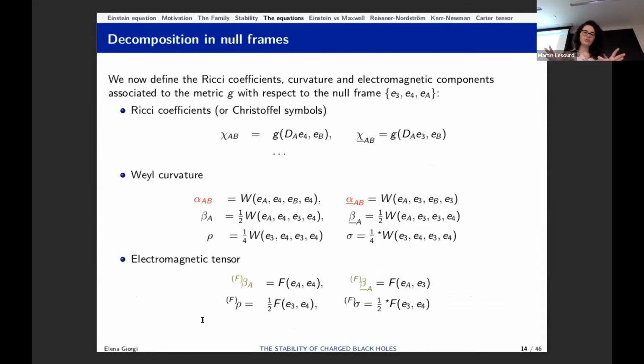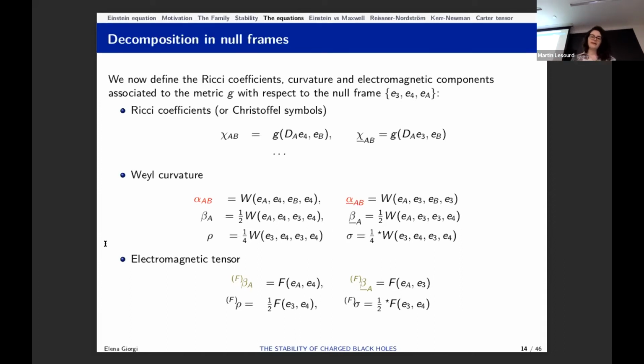What you want to do is use these null frames to decompose all your quantities with respect to the null frames. So you start with your Ricci coefficients, let's say your chi, which is the second fundamental form. You have your Weyl curvature, and in the case of the Einstein-Maxwell, you also have the electromagnetic tensor. So you also decompose the electromagnetic tensor.